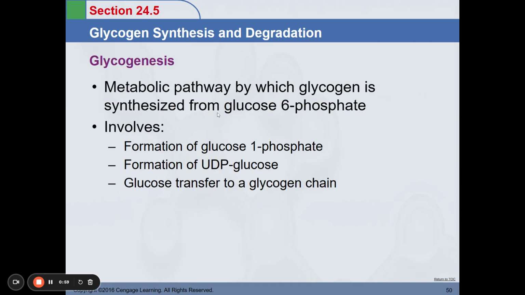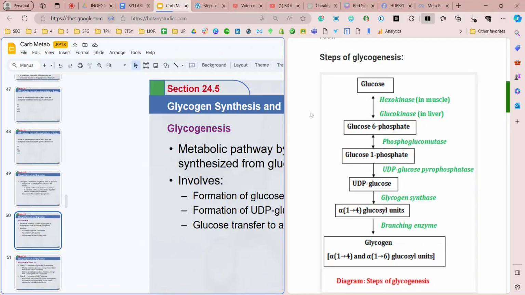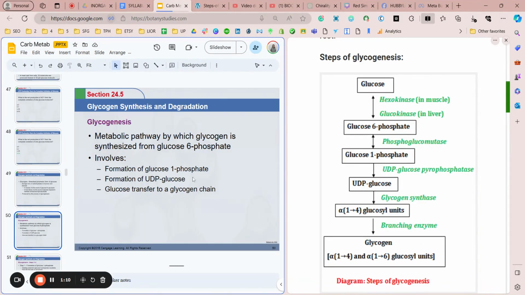In glycogenesis, we have three steps. This is a metabolic pathway by which glycogen is synthesized from glucose 6-phosphate. The three steps involve the formation of glucose 1-phosphate, the formation of UDP glucose, and glucose transfer to a glycogen chain, which is a branch transference of our glucose, through different enzymes. This is the whole process of glycogenesis.